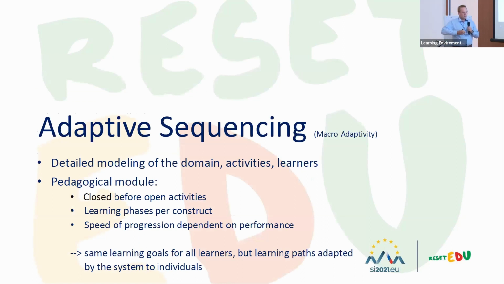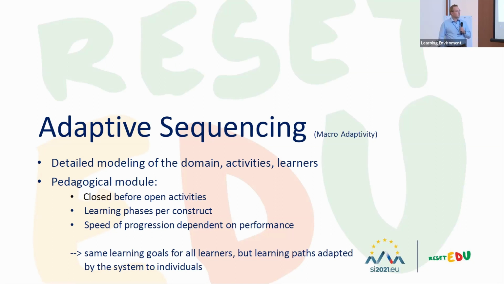So very briefly, for macro adaptivity, currently we're working on and evaluating a system that goes one step beyond that and provides adaptive sequencing. So it means the learning goals are the same for everyone, but the paths, the exercise sequences, can differ and are adapted to individual students. In order to do that, we need to model the domain. So what should be learned, activities, what is offered in an exercise, what can you practice in an exercise, what are the prerequisites, and the learners.